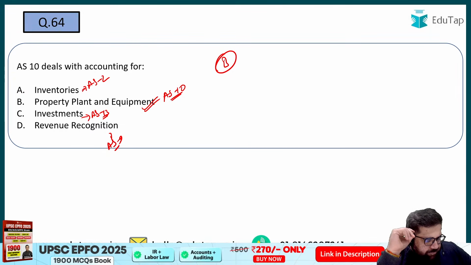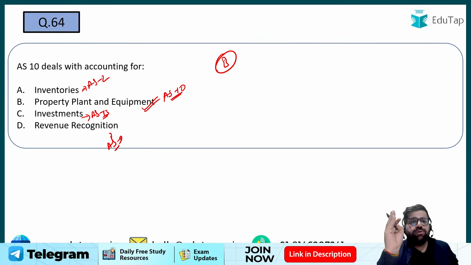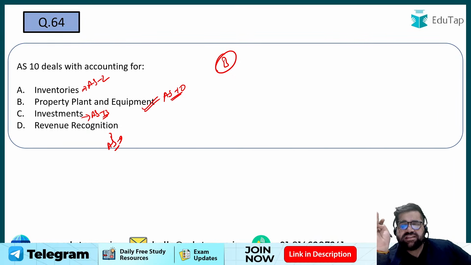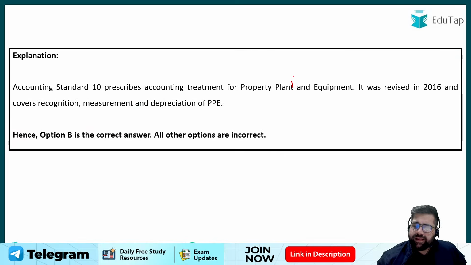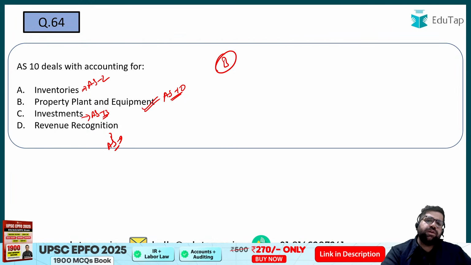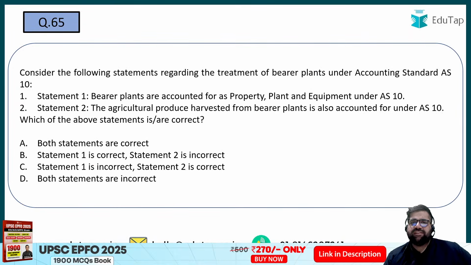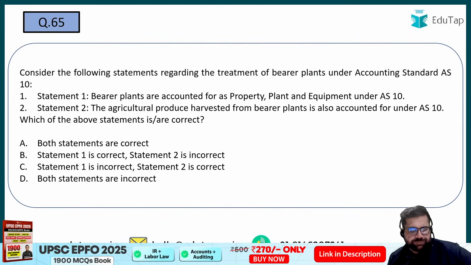ठीक है? Yes, 64B, but I hope you remember AS2, AS9, AS13, AS10, AS11 भी है. AS11 is your foreign exchange transactions, right? So my correct answer over here will be option number B. Question number 65. चलिए बताइए.